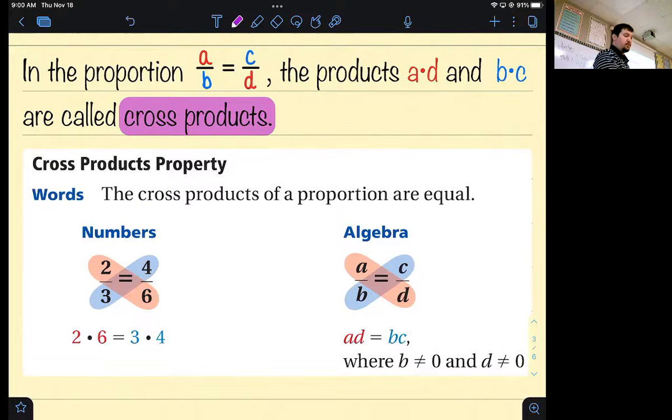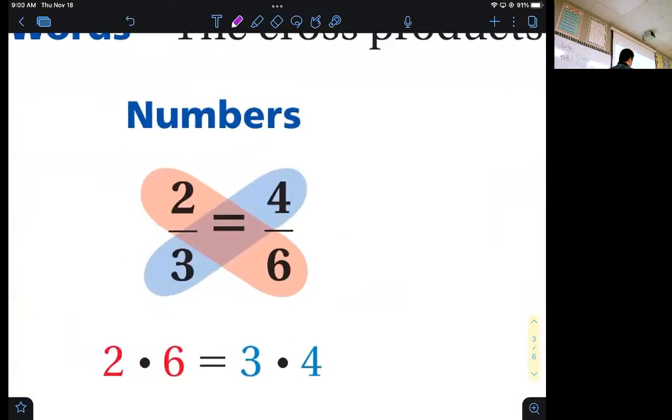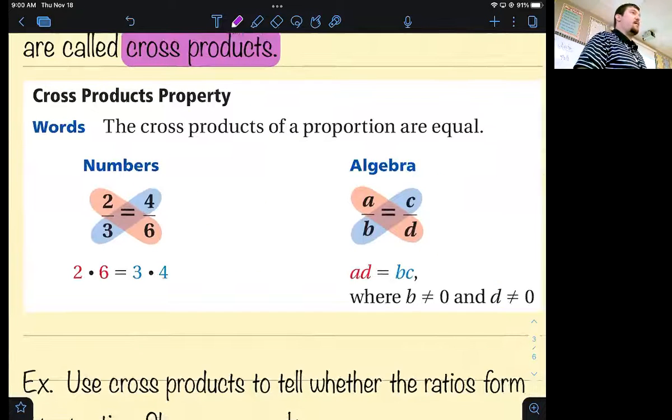Remember how we said we know 2/3 is the same as 4/6? Well, we can tell that because 2 times 6 is 12 and 4 times 3 is 12. Cross products will always give you the same answer. And if they don't, well, I guess they weren't proportional to begin with. So if they're equal, you'll get the same thing when you cross multiply.